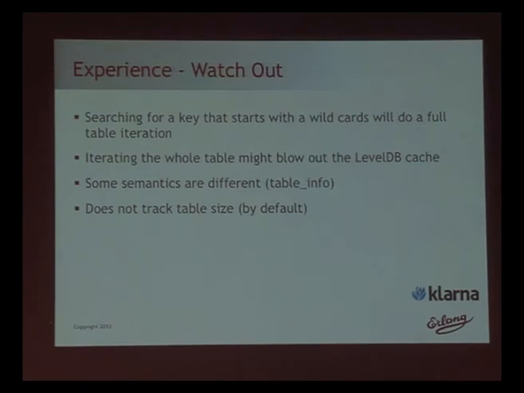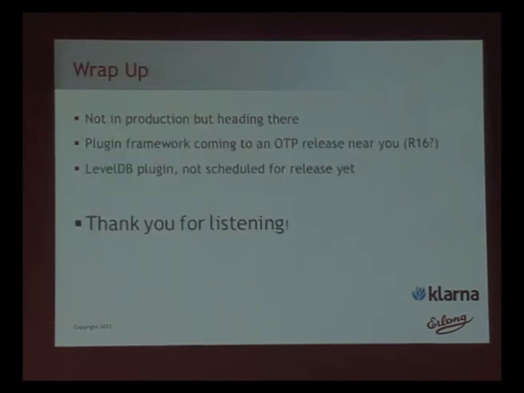And some of the semantics were changed for Mnesia on this. For example, if you want to get all the nodes that have a certain copy type, you do table info with the name of the table and then the copy type you're interested in. And if you created that table before you added this plugin, your LevelDB copy type won't exist and your table info call will fail.